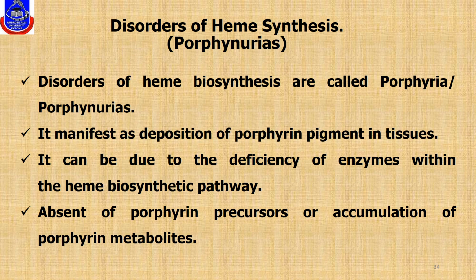Now we come to the disorders of heme synthesis called porphyrinurias or porphyrias. Now these are occasioned by deposition of porphyrin pigment in tissues. This is caused by deficiency in one of the enzymes involved in the biosynthetic pathway, or absence of porphyrin precursors, or accumulations of porphyrin metabolites.